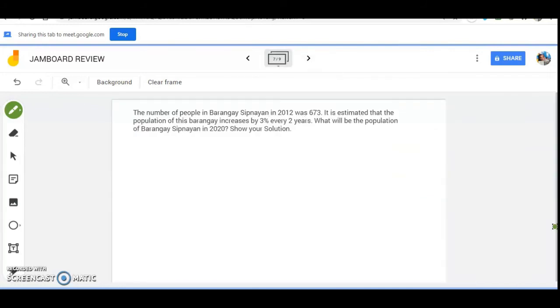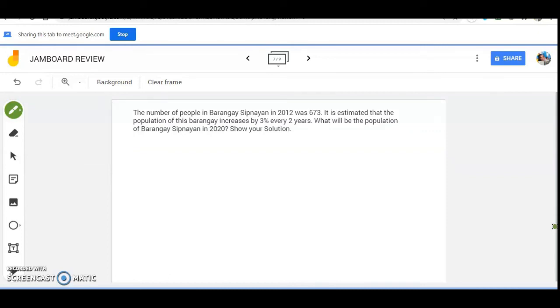Next, we have this word problem over here. This was in your exam too, this word problem. So, let's try to solve this one. But first, let us analyze this, whether it is geometric or arithmetic or neither. Okay. Let's listen very carefully.